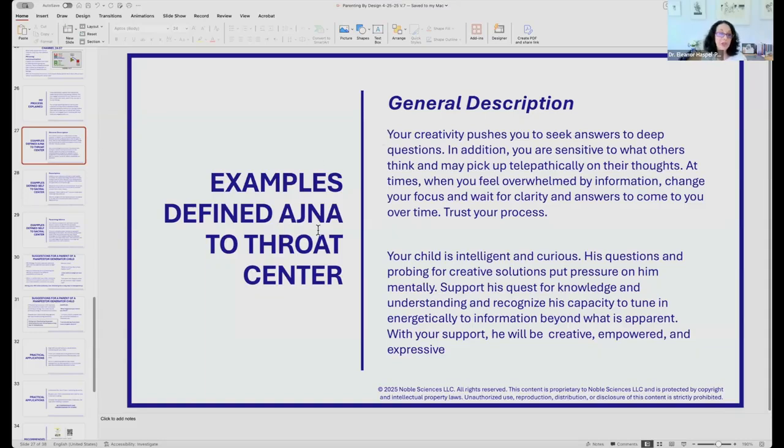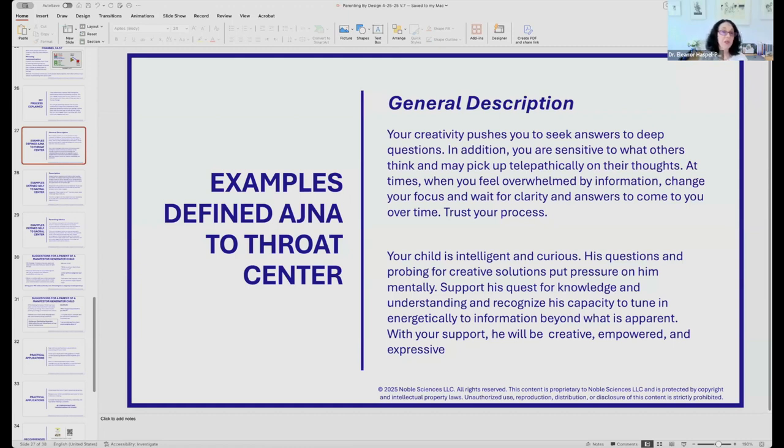So if the ajna is defined to the throat center in the child, the description of the child is, in general, that creativity pushes for answers to deep questions when the ajna is defined to the throat. In addition, you're sensitive to what others think and may pick up telepathically on their thoughts. So at times, someone with the ajna to the throat can feel overwhelmed by information, and they need to change their focus and wait for clarity and answers to come to them.